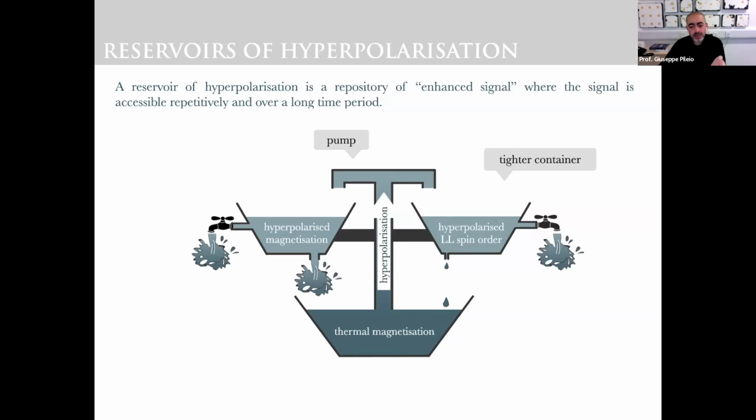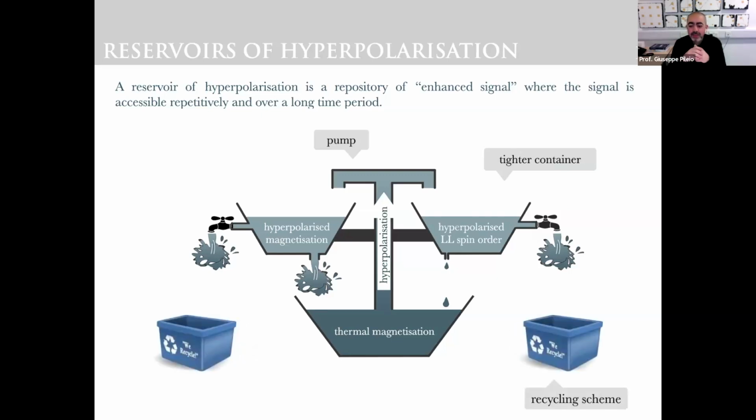So you pump the hyperpolarization into another container where you can take some signal out, but it has a leak again to the thermal bath, but that leak is much smaller. Now, the interesting thing at that point when we realized that was, can we make it even better than that? Can we actually include an idea of recycling? In other words, can we actually collect whatever is leaking and then put it back in the hyperpolarized spin order recipient?